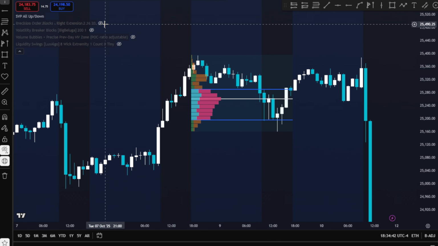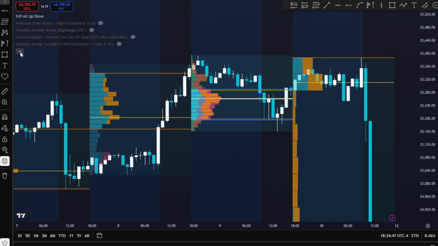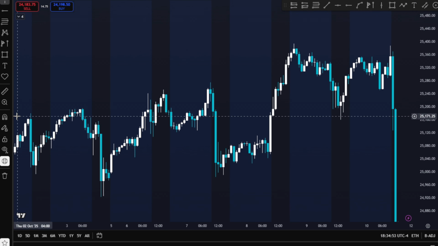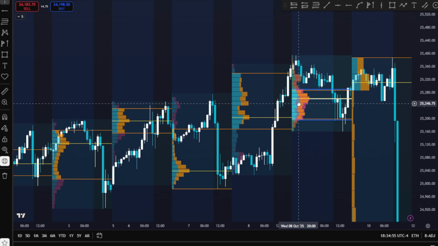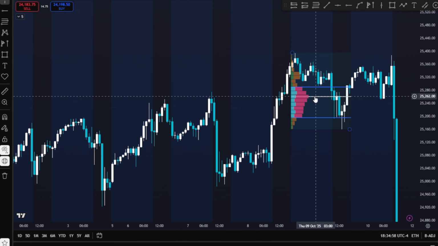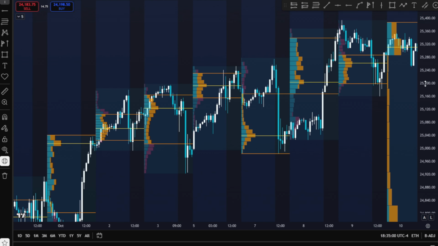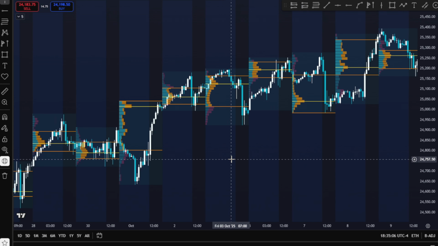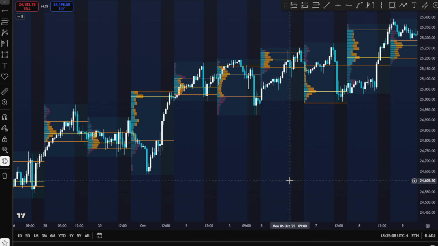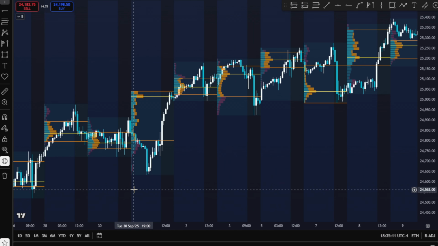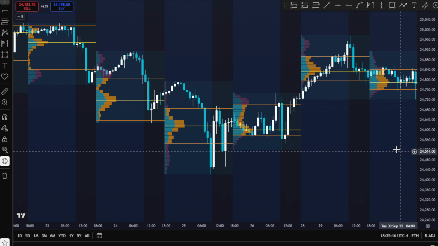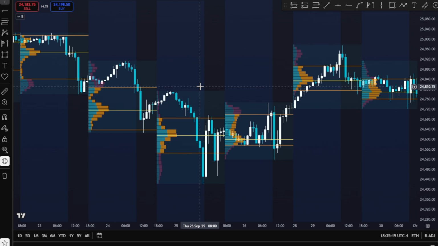And then let me remove this so you can kind of see. So I have the session volume profile here. Okay, so with the session volume profile here, you can kind of see where price is going to go. And I think we started around here. We can take a look back into September. You can take a look as well. The volume profile here, right?